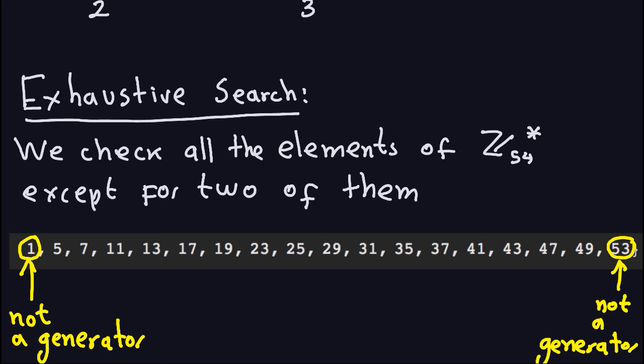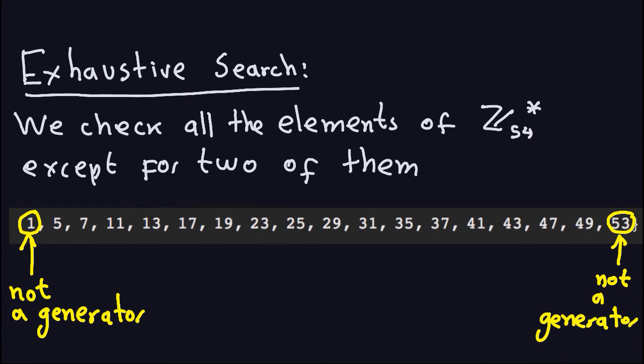I have the list of elements in Z54 star, all the elements from 1 through 53, which are relatively prime to 54. Now, there are a couple of elements that you never check because they will never be generators. 1 is not going to be a generator as long, of course, as this element here is bigger than 3. The last number is not going to be a generator either. So the first one and the last one are things you don't have to check. They will never be generators. So I only have to check 5, 7, 11, and so on, and check if every single one of them is a generator. So this is exhaustive search, probably not the best way to do it, but in this case, this is the only tool we have, so we're going to go ahead and do it like this.